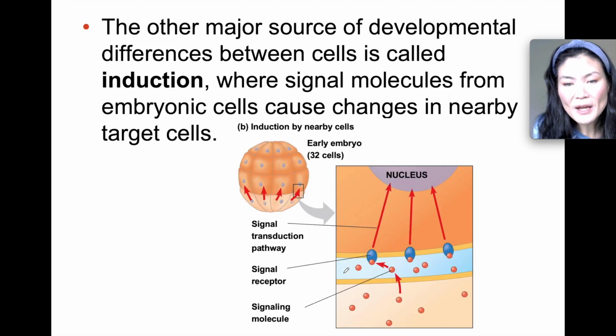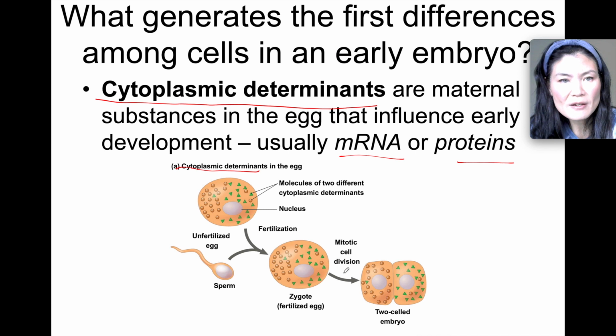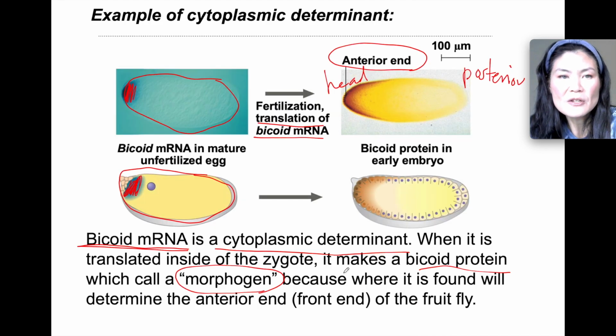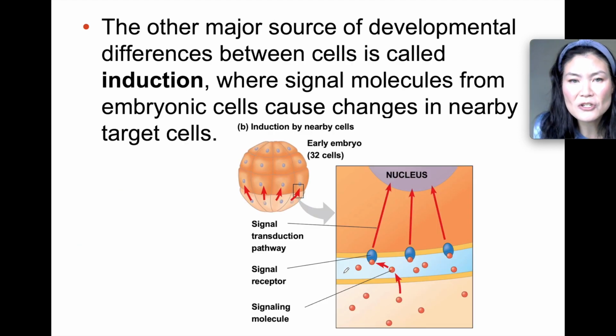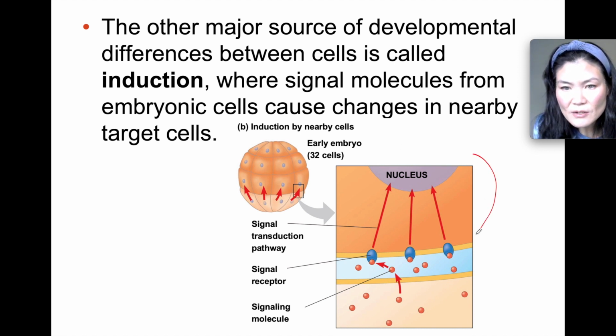So this was the first way that you start to see differences in embryos. You have the cytoplasmic determinants. And then the second way is by induction, where signal molecules from nearby cells cause changes to the target cells. So let's say that this is our target cell right here. And then this is the neighbor cell. Okay, the neighbor. So they're just nearby, okay?